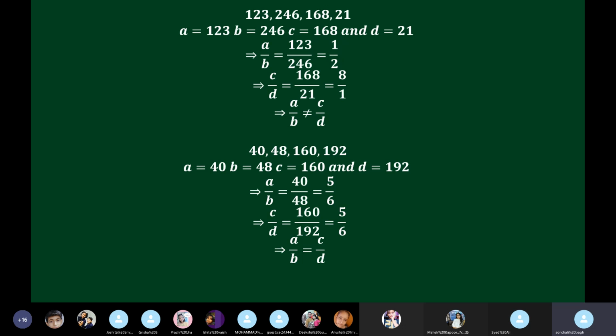So now when they are equal, now cross check it. Multiply A by D, just for cross checking. How much? A multiplied by D is equal to how much? Ma'am, 7,680. And what is the product of B into C?